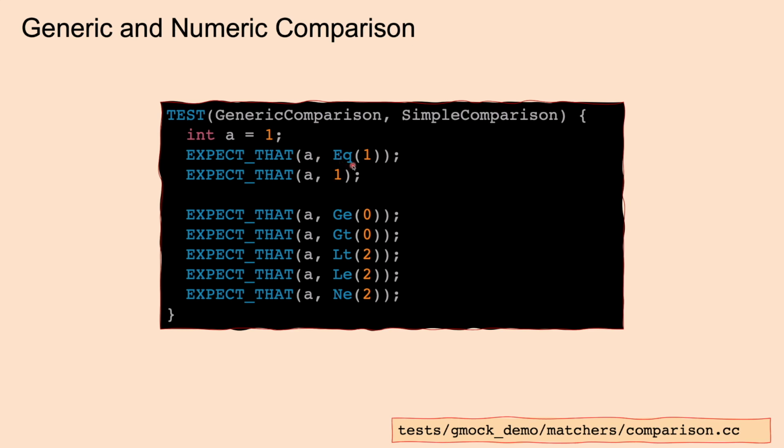Some people find it more readable to use EQ because it's closer to reading an English sentence, and some people prefer not to use it. In this one, we are saying expect that a is greater than or equal 0. And similarly, this one is greater than, less than equal, and this one is not equal. So these are our very basic and simple matchers for comparison. You can run this example from this path here.